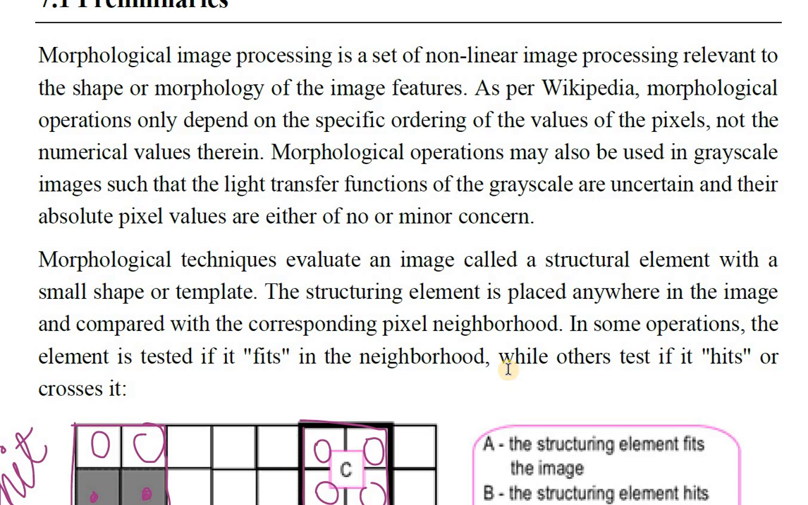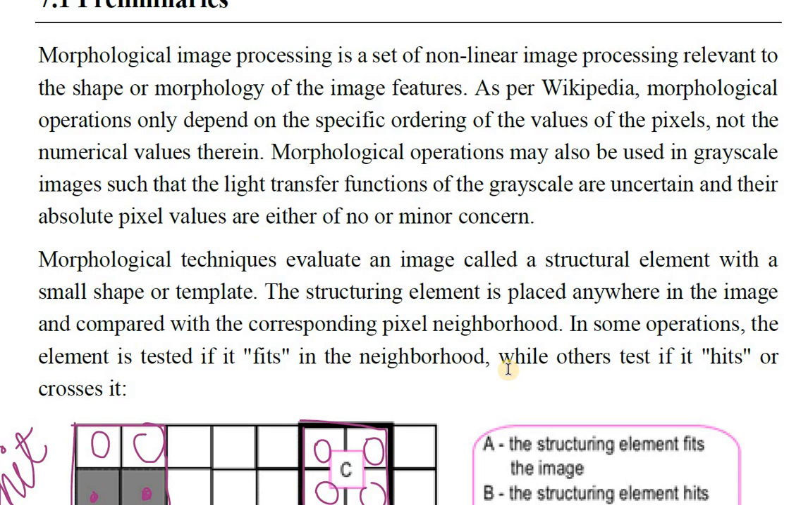So as per Wikipedia, the definition goes like this. It only depends on certain specific ordering of the values of the pixel and not the numerical values within. So what does this mean? That you may not understand right now, but as we go ahead you will understand it. Okay.